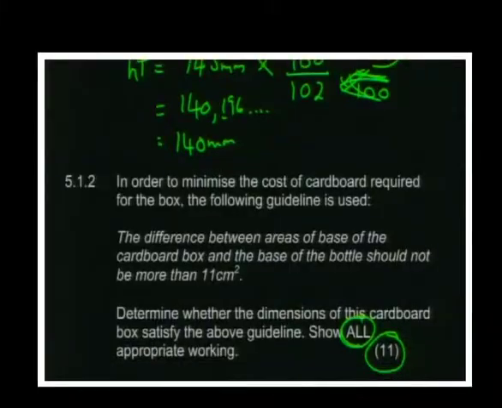And we've now worked out the area, and the area is now 1,068.07 millimeters squared. But we've got a problem here. Let's look at the question again. The question said the difference should not be more than 11 centimeters squared. And my answer is in millimeters squared. So somehow I've got to change that millimeters squared to centimeters squared. And how am I going to do it?